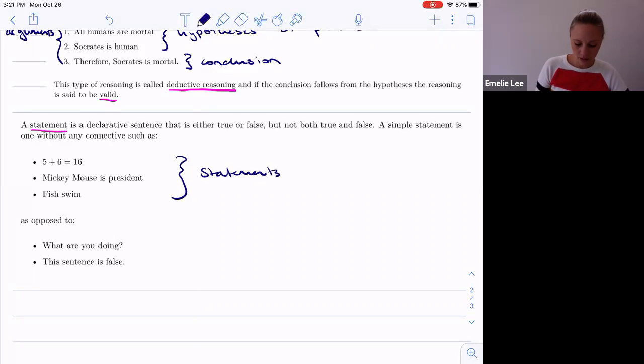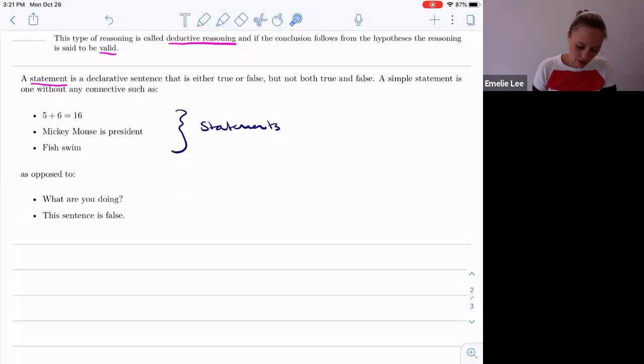Okay. These are actually called simple statements because they don't have any connectives, which we'll talk about in a little bit. But for now, they're just very brief, basic statements. But if we talk about something like, what are you doing? That's not a statement. Well, it's a question, but it can't be classified as either true or false, right? And so that one's pretty obviously not a statement.